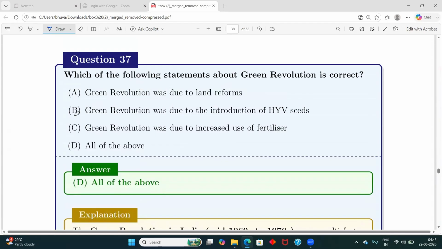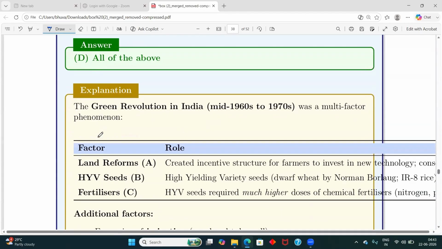The Green Revolution was due to land reforms, the introduction of high yielding variety seeds, and the increased use of fertilizer. So the correct option is D, all of the above.